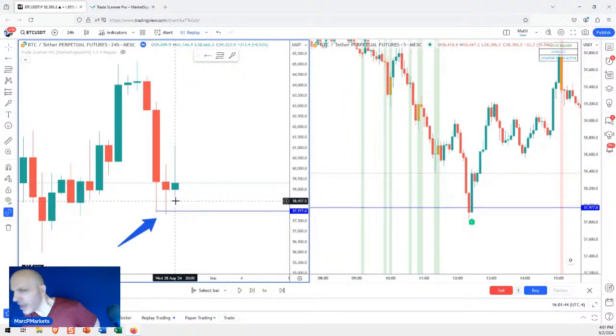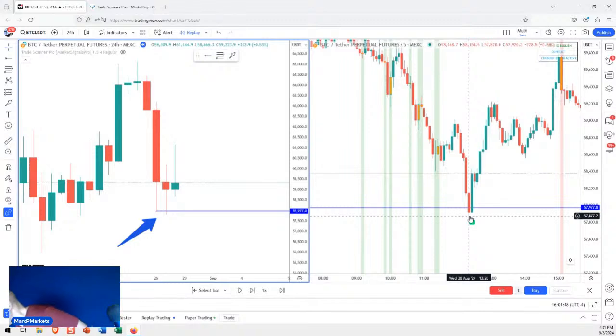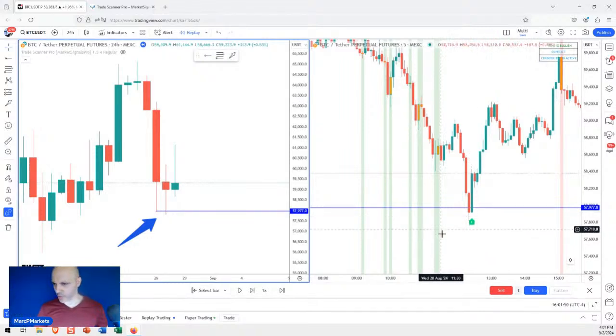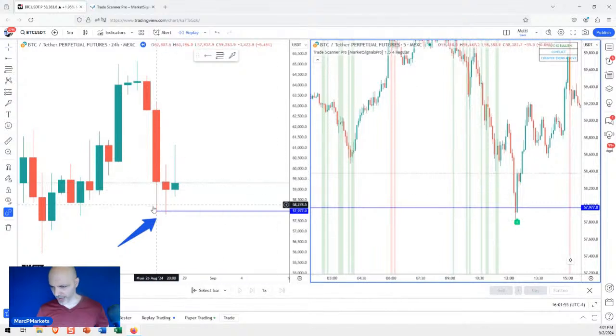28th, and the low there is 58. Okay. So this is probably the level right here, because we had this one first.